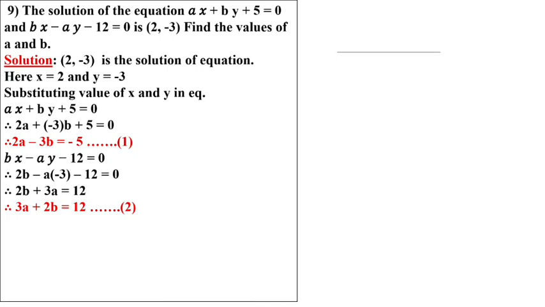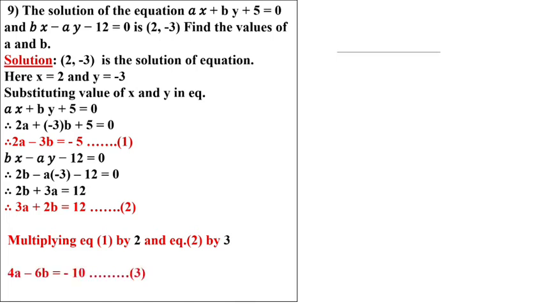Now children, what we will do is multiply equation 1 by 2 and equation 2 by 3. Equation 1, 2a − 3b = −5, multiplied by 2 gives 4a − 6b = −10. So the new equation 3 is formed. Now equation 2 multiplied by 3 gives 9a + 6b = 36. We got equations 3 and 4.